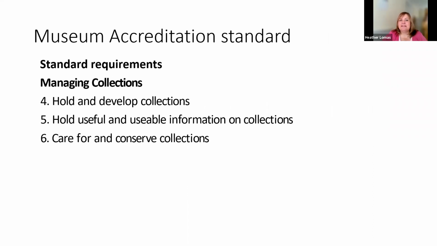Okay, so getting down to the detail then, there are 3 areas which fall within the Managing Collections section of the Museum Accreditation Standard, and they're listed here, and they are holding and developing collections, hold useful and usable information on collections, and care for and conserve collections. All key areas of managing your museum, and I'm going to go through each of these 3 areas in detail and look at the different policies, plans and procedures that you need to have in place to meet the standard.